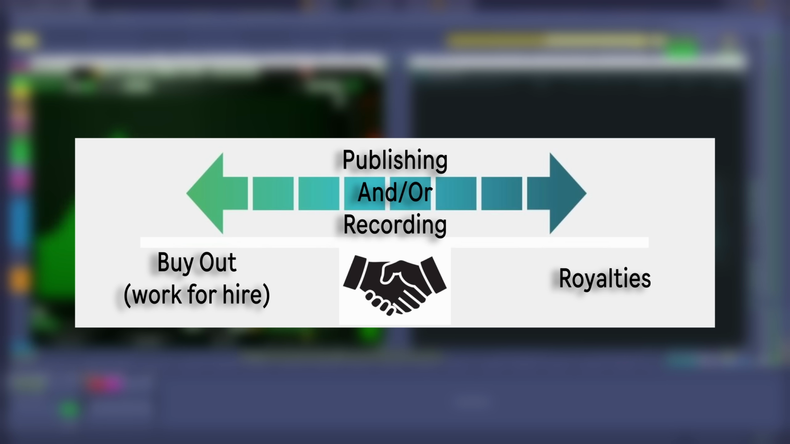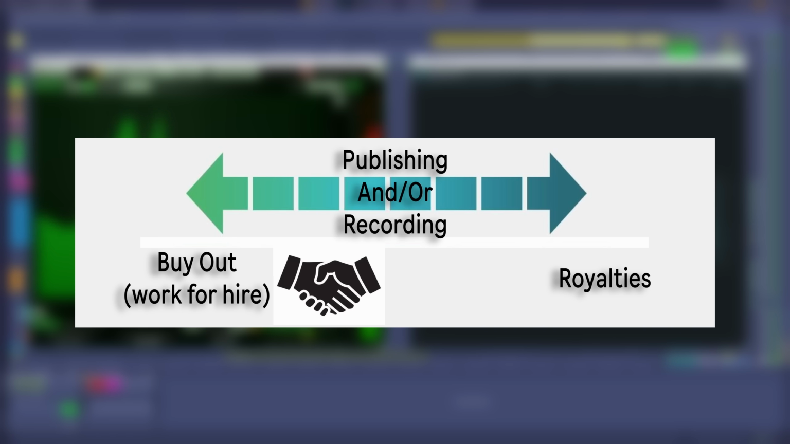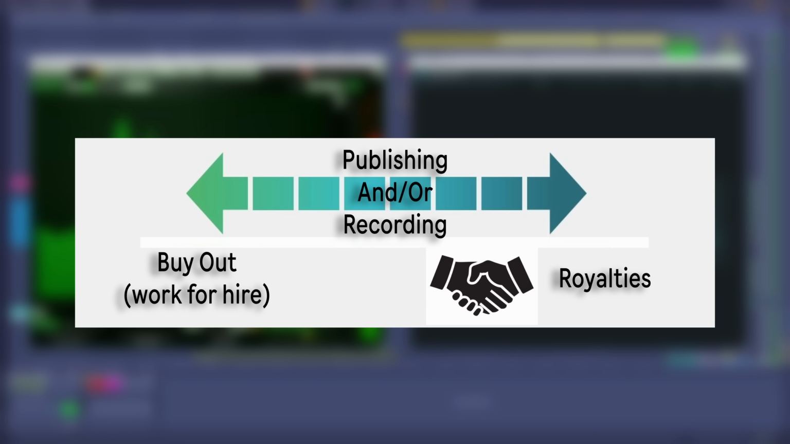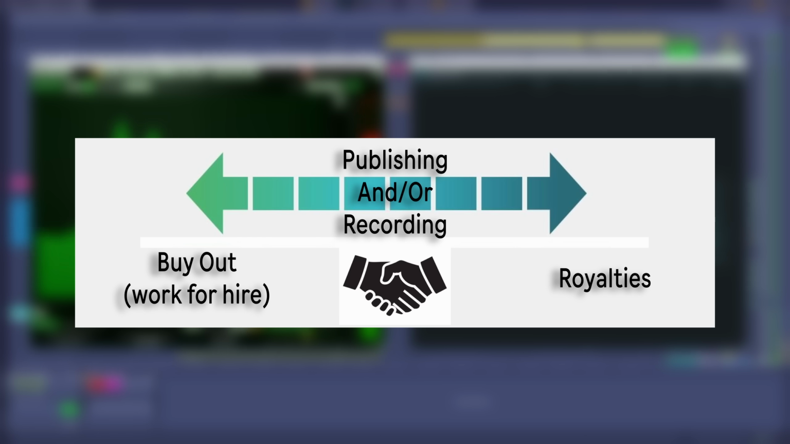But it's a sliding scale. Every option exists in between, a little bit of each. And don't forget, there are two copyrights. So this can be different, and usually is, for each one.